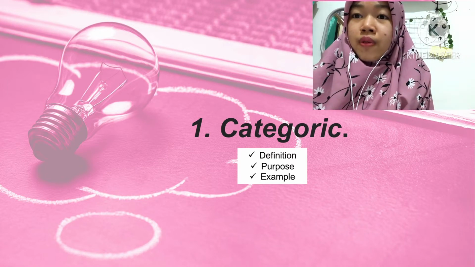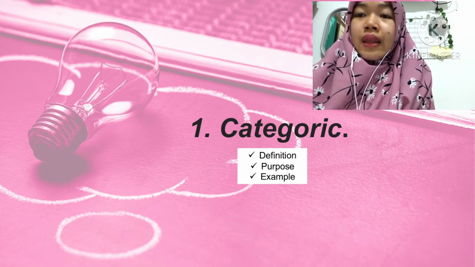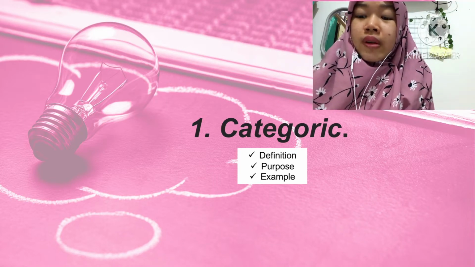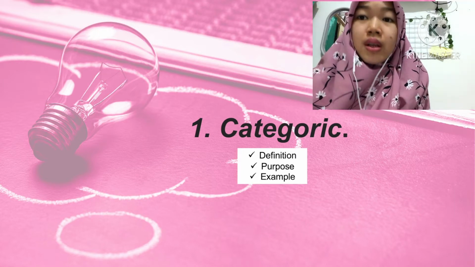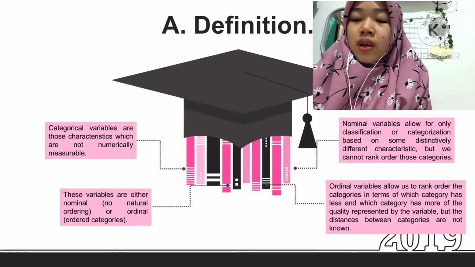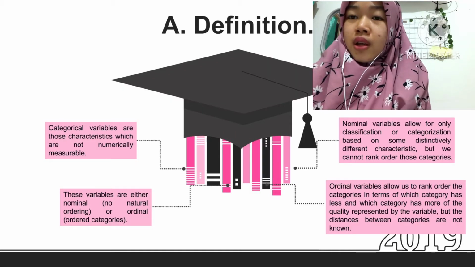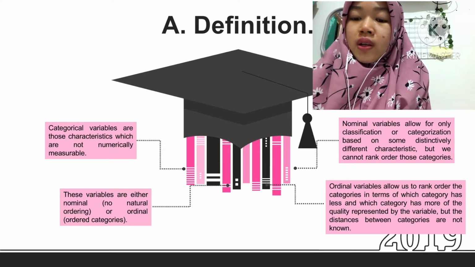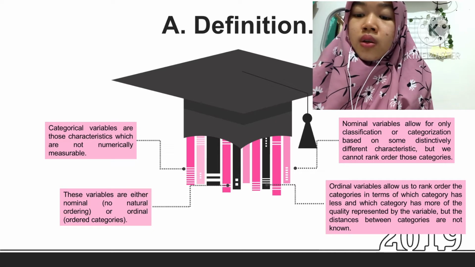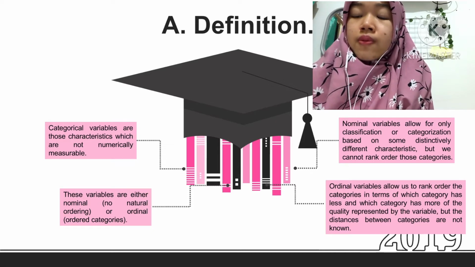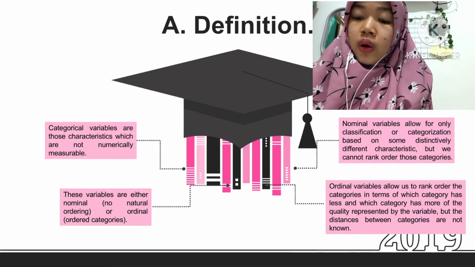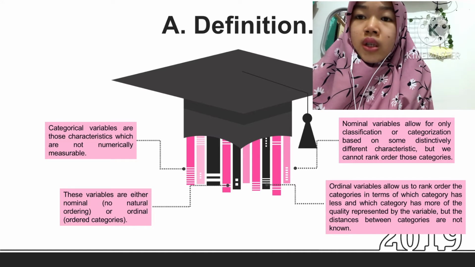The first is categoric, and in this section I will divide it into three parts. First I will tell you about the definition, second the purpose, and third the example. Okay, let's go on to the first one, the definition. The definition of categorical variables is those categories which are not numerically measurable. These variables are either nominal, with no natural ordering, or ordinal, with ordered categories.